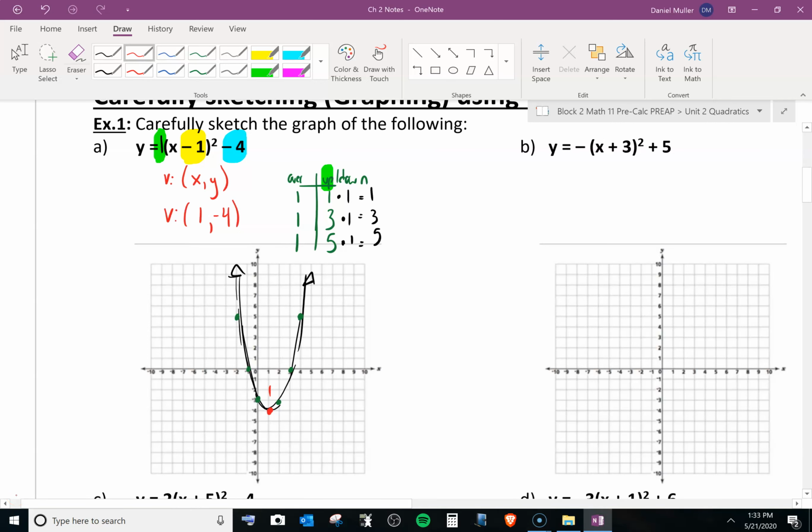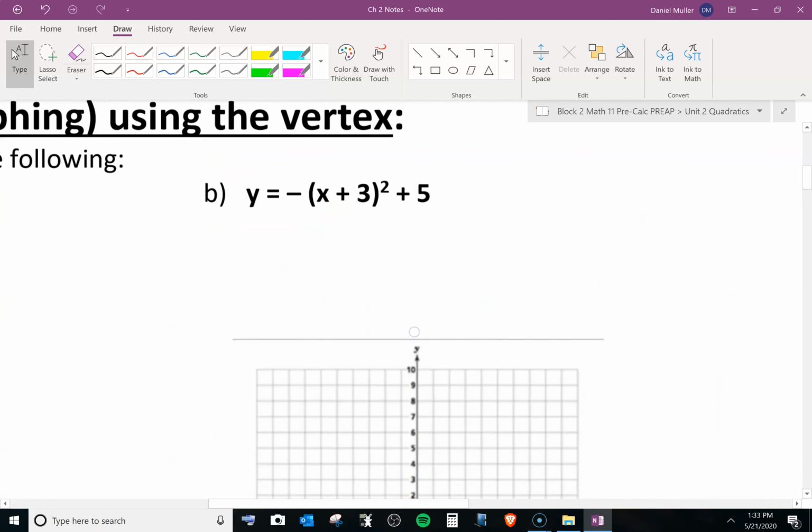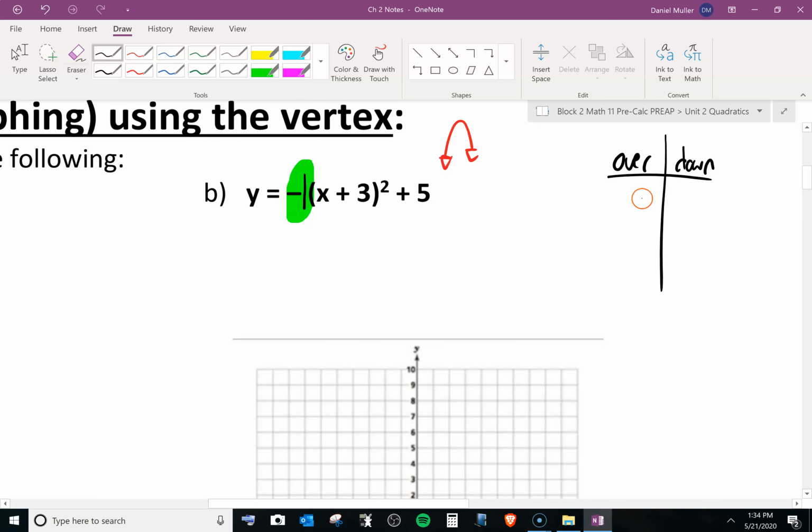Okay, let's take a look at B. First thing I'm going to do is add this 1 here. This is going to tell me that because it's a negative number, it's going to head down. So I'm going to create my chart over, up, down, but I'm going to write down because I know it heads down because it's negative out in front. This is a negative number.